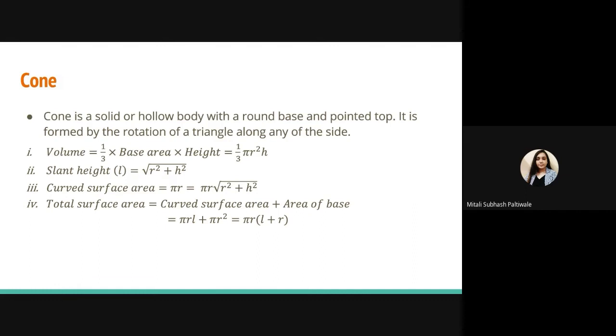Now, the total surface area of a cone would be the curved surface area, which is the slant part, plus the area of the base, which is at the bottom. The curved surface area is pi r l, plus the area of the base, which is nothing but pi r square. So that will give you the answer as pi r (l + r), where r is the radius of the base, h is the height, and l is the slant height.